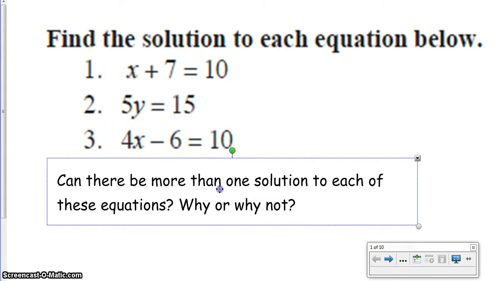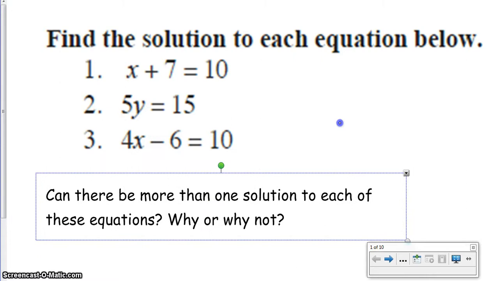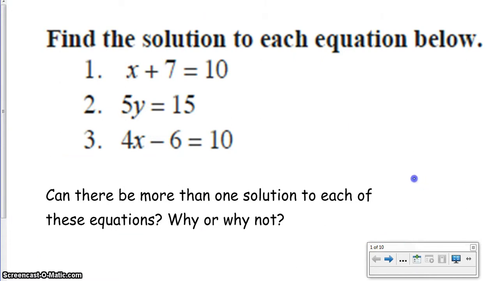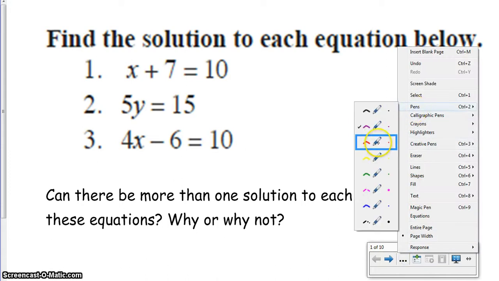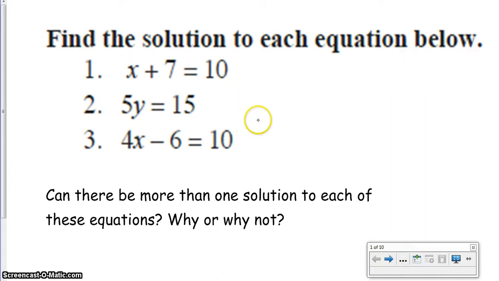Take a look at these three equations. Can there be more than one solution to each of these equations? And the question I have for you is why or why not? Hopefully you notice that in the first one the answer is x equals 3, the second one y equals 3, and the third one x equals 4. The reason why there's only one solution is because there is only one known quantity that could make each of these true. That is because you have a single variate or monovariate equation.